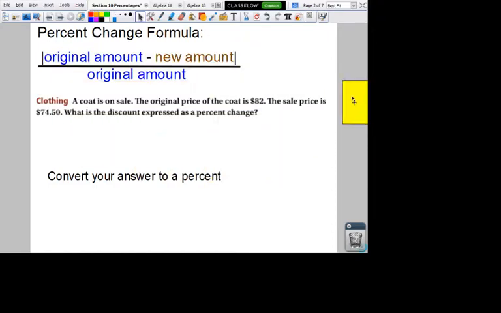And our formula is absolute value, original amount minus new amount, into absolute value, and then divided by the original amount. Good. And what this formula is going to do is help us find how much something changes.